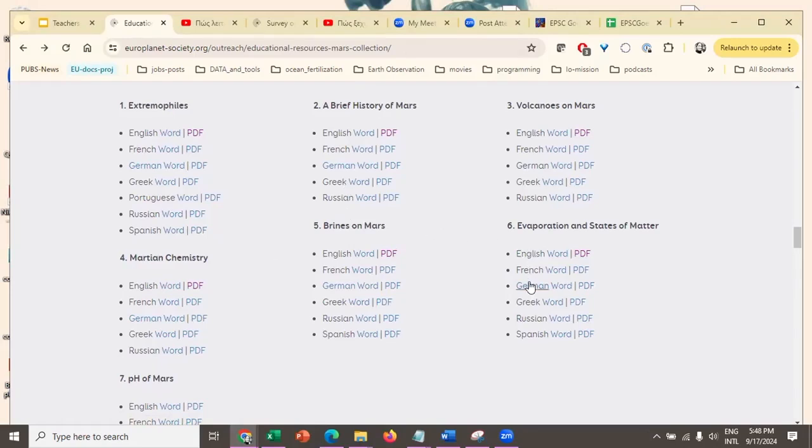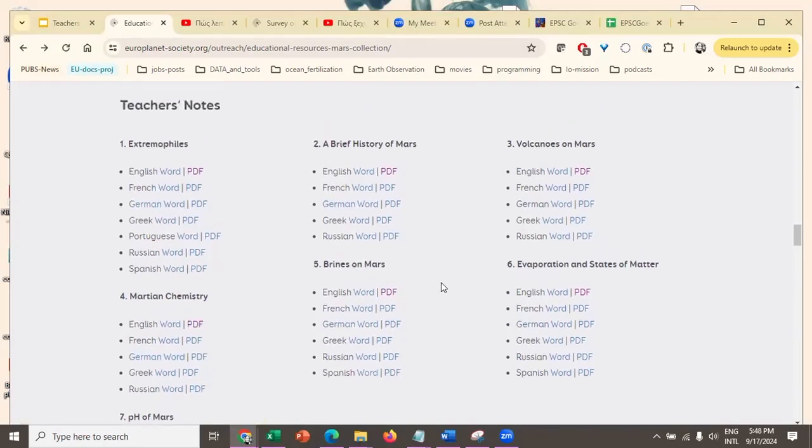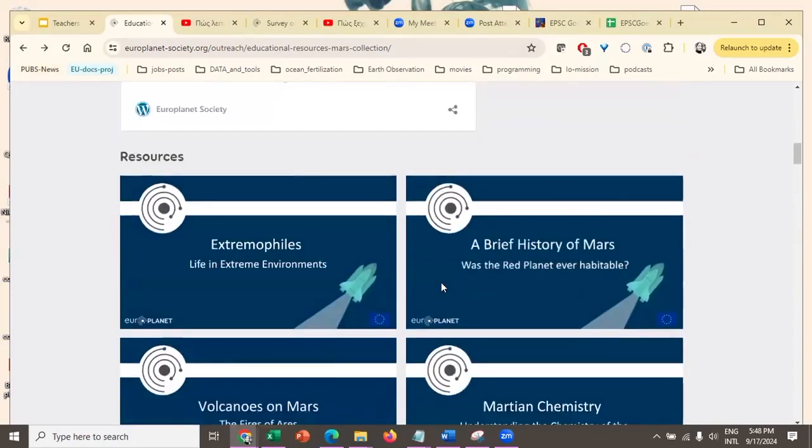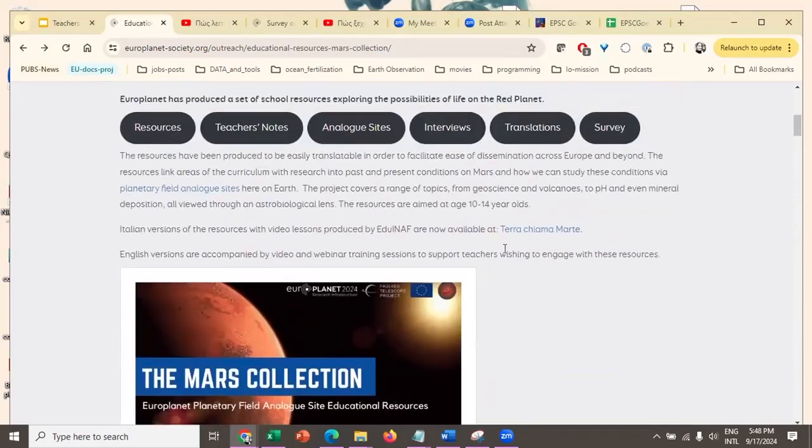You don't see them here because there is a whole separate website for the Italian supported by INAF that you find at the top of the page, which is EduINAF. That's the production organization, and they're available at Terra Chiama Marte. So this is a completely different website that has the same things, but is just on a separate server.